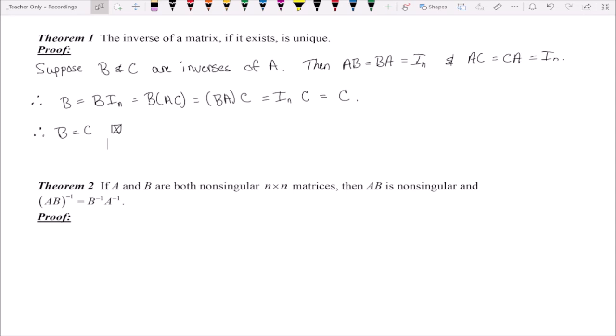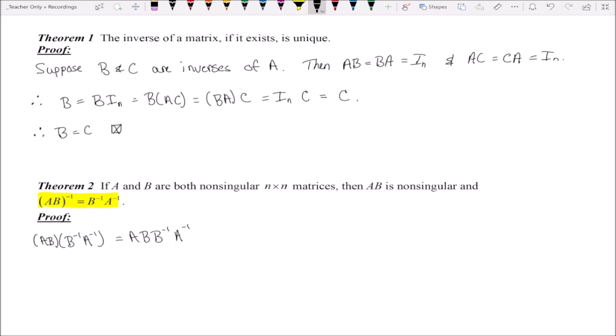To prove this, we are going to prove that these two matrices are inverses. So we'll prove that the inverse of AB is B inverse times A inverse. This will prove that AB is non-singular because we found the inverse, and it also proves what the inverse is. So start by doing AB times B inverse A inverse. Take away all the parentheses. We have A, B, B inverse, A inverse.